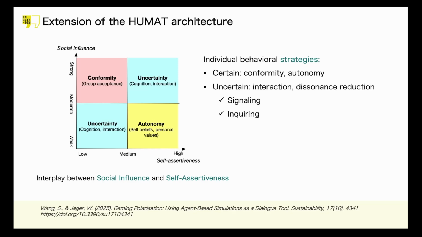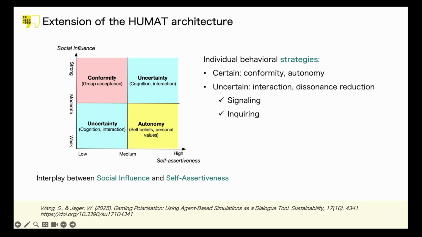And as you can see from the figure, according to these two dimensions, you can form three different strategies, and these strategies inform the individual's actions and how they interact in the process. As you can see from the figure, when there's a very strong social influence but a relatively low self-assertiveness, people may adopt the strategy.